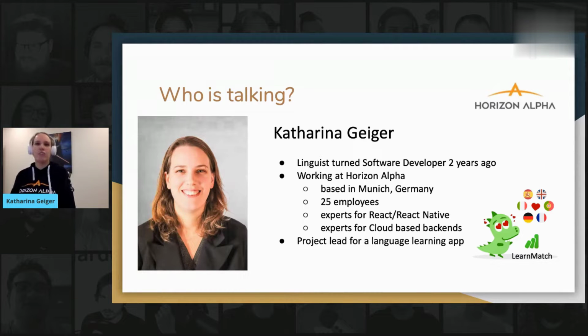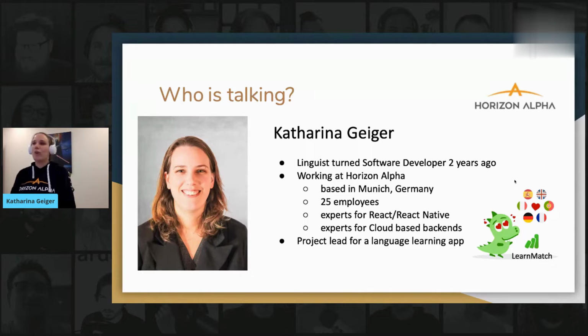For example, I'm a certified developer associate for AWS, which is pretty cool. And I'm currently the project lead for a language learning app called LearnMatch. We have about 300,000 active users and more than 1.5 million downloads. And yeah, it's a really cool app. If you want to learn a foreign language, you can have a look at it. We recently included our really cool Lino mascot, and it's a really nice app, and it's really fun working here.